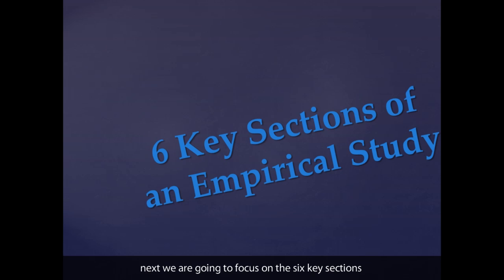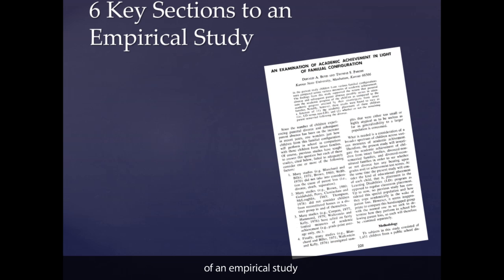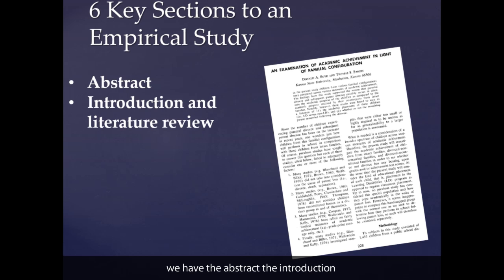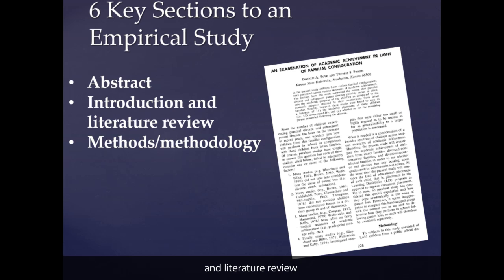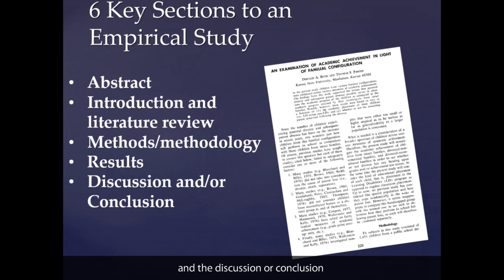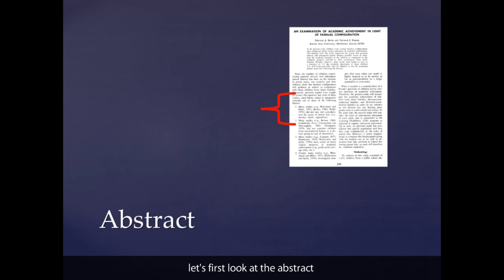Next, we're going to focus on the 6 key sections of an empirical study. We have the abstract, the introduction and literature review, methods or methodology, the results, and the discussion or conclusion. Last, the article is finished up with the reference section. Let's first look at the abstract.